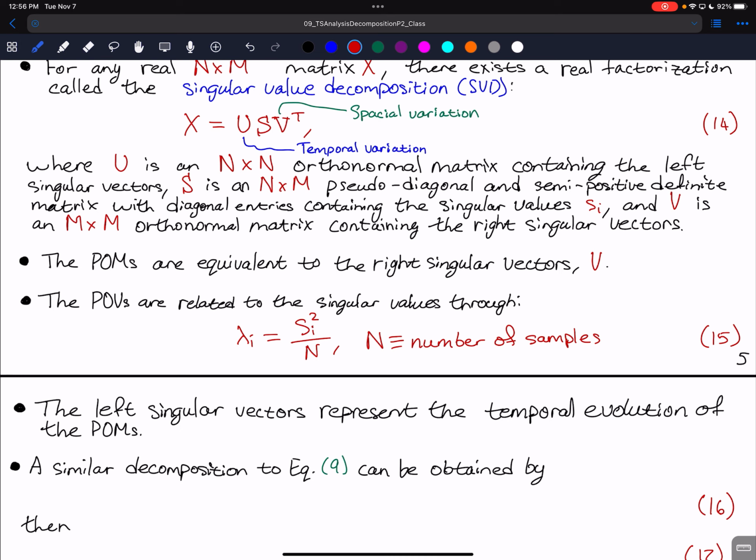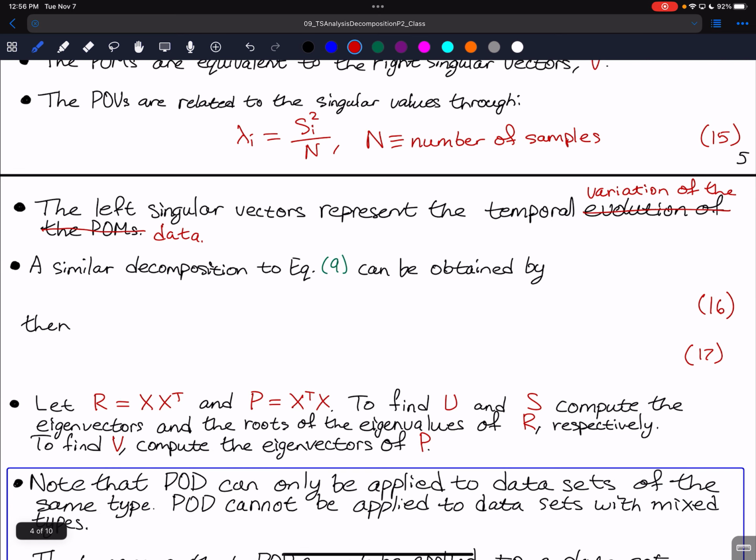Let's actually correct this. All right, so I've just crossed out evolution of the POMs, and it's more of a temporal variation because we'll end up doing the multiplication of US to find the temporal variation of the POMs themselves.